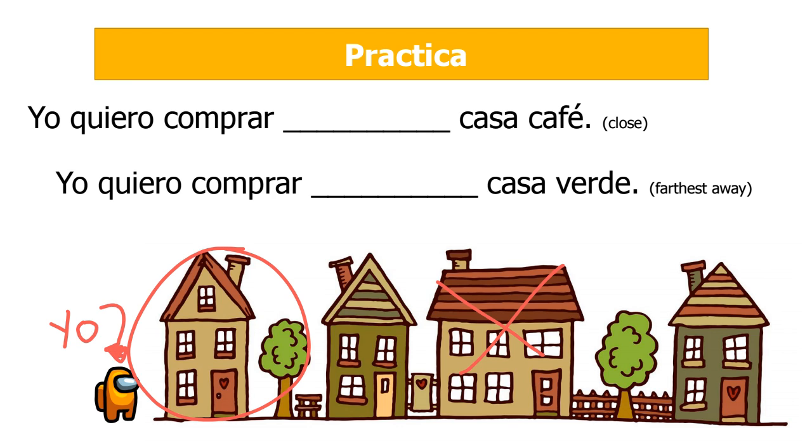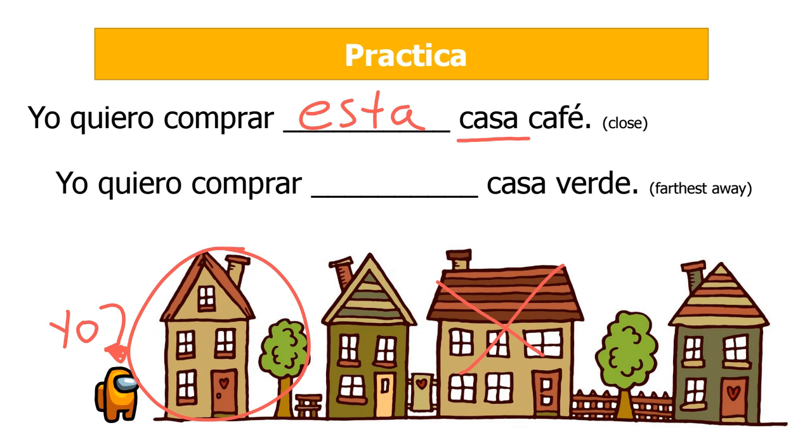Okay. So we would just need to look at our chart then. We would look then at our noun, casa. That's feminine, right? And it's also singular. Okay. So we would know by looking at our chart that we're going to use esta, which is basically saying this. Yo quiero comprar esta casa café. I want to buy this house, this brown house here.